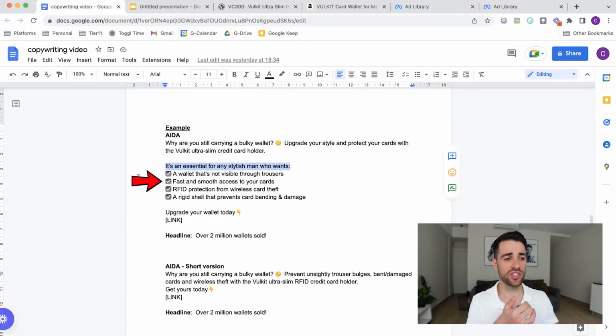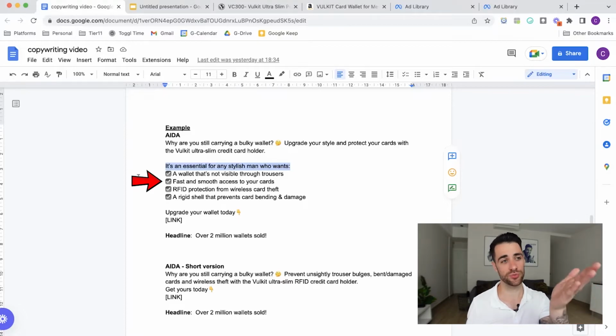A wallet that's not visible through trousers. Again, from our research, someone expressed that was a benefit that they had in buying the wallet. Fast and smooth access to your cards was a problem someone spoke about. We're giving the solution. As you can see, I did it quickly. RFID protection from wireless card theft. No one wants their cards to be stolen, so that's a benefit. And then a rigid shell that prevents card bending and damage.